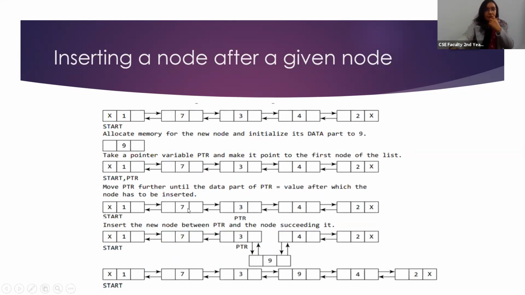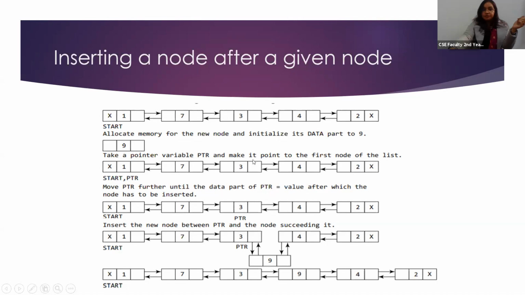Let us see the figure. This is the doubly linked list, which is already present. This is my new node. In the data part, I have inserted the value 9. Next and previous, I have not inserted anything because I don't know which values will be the address of the next node and previous node.